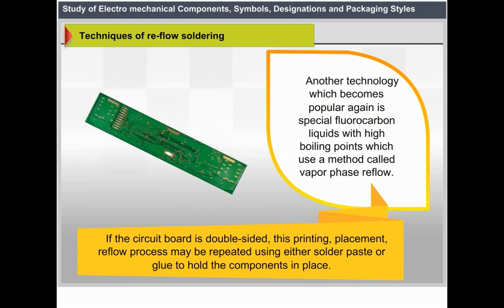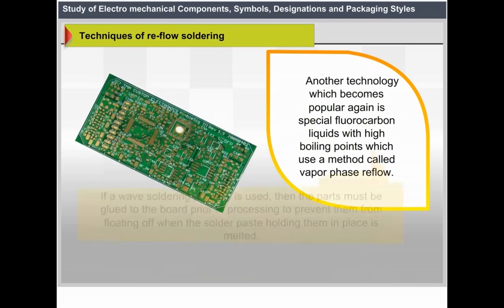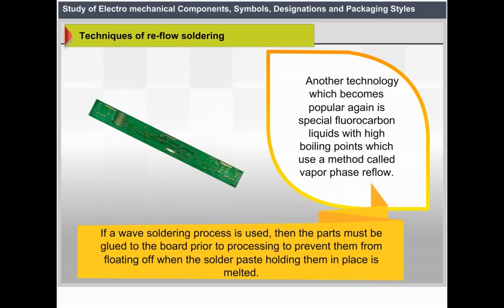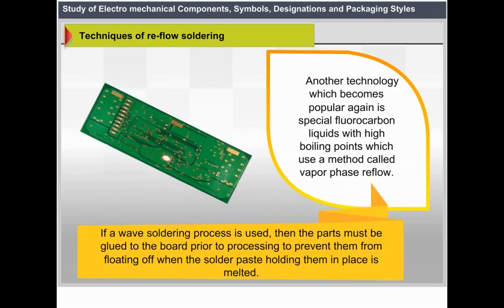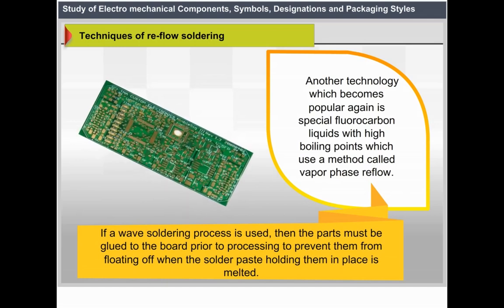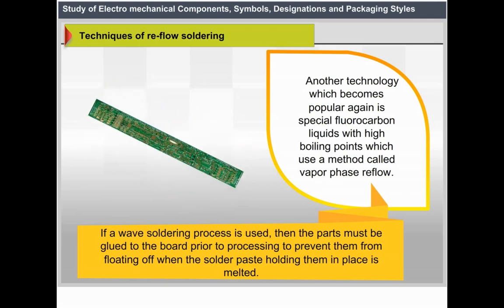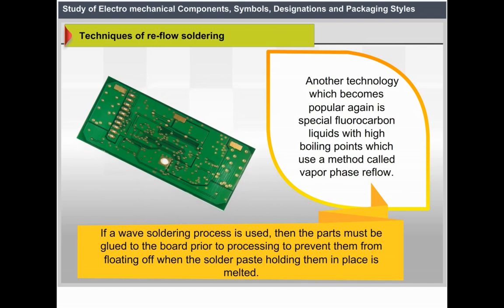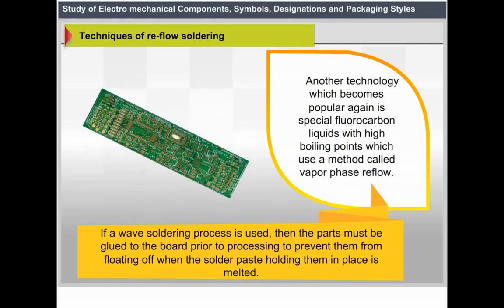If the circuit board is double-sided, then this printing, placement and reflow process may be repeated using either solder paste or glue to hold the component in place. If a wave soldering process is used, then the parts must be glued to the board prior to processing to prevent them from floating off when the solder paste holding them in place is melted.